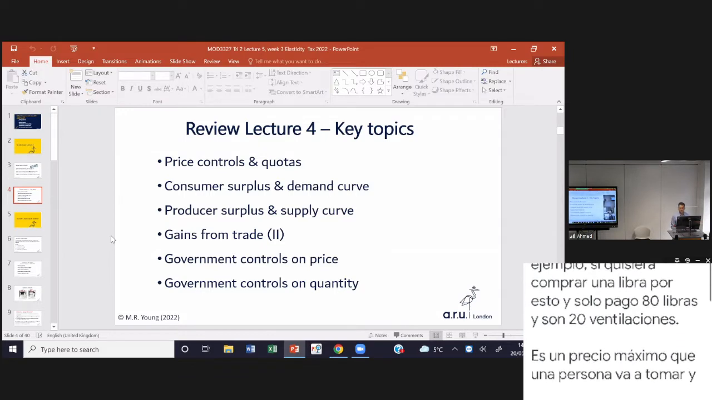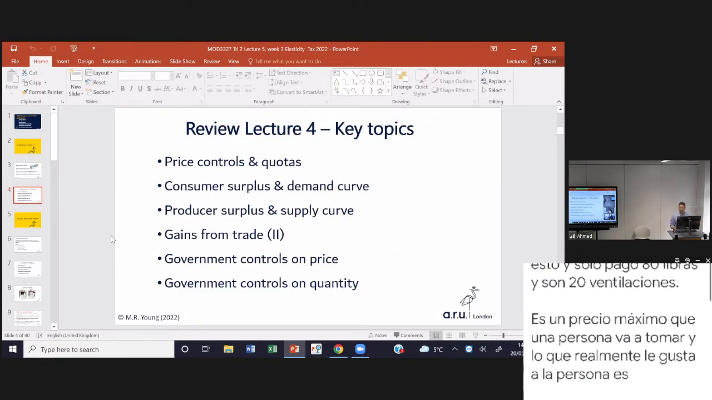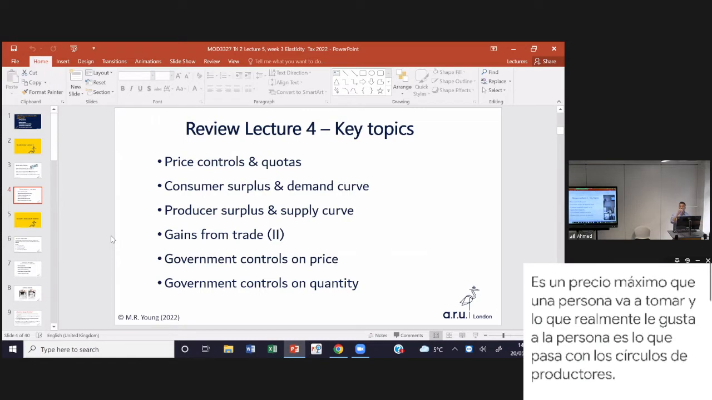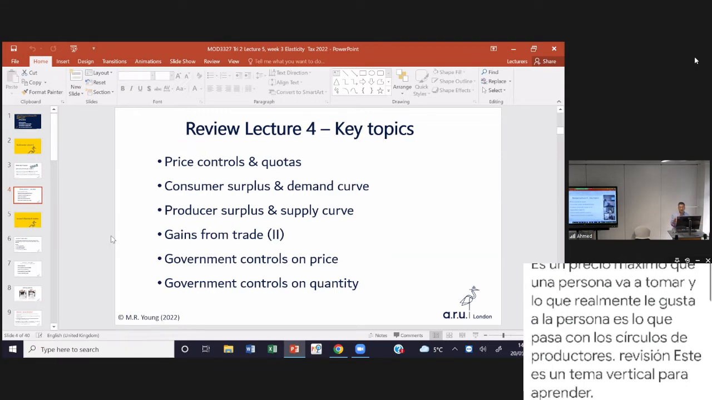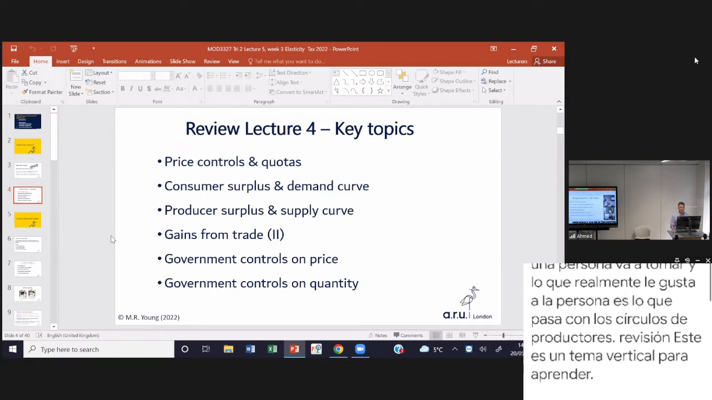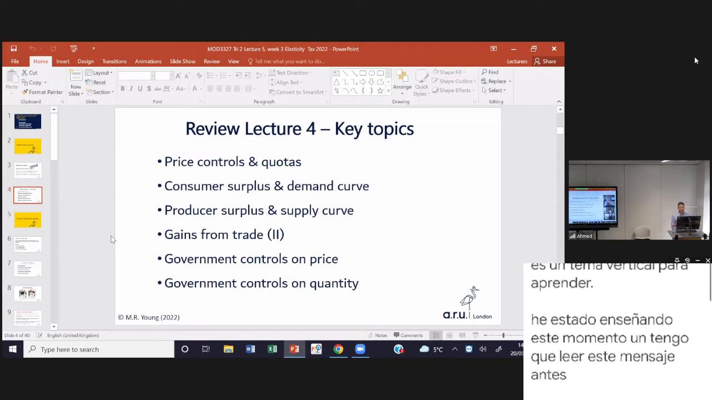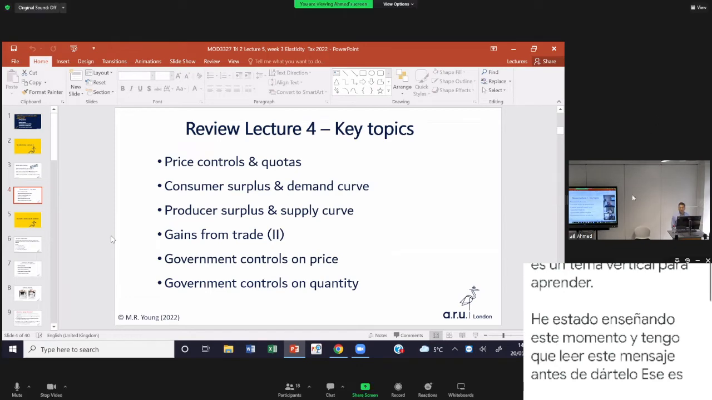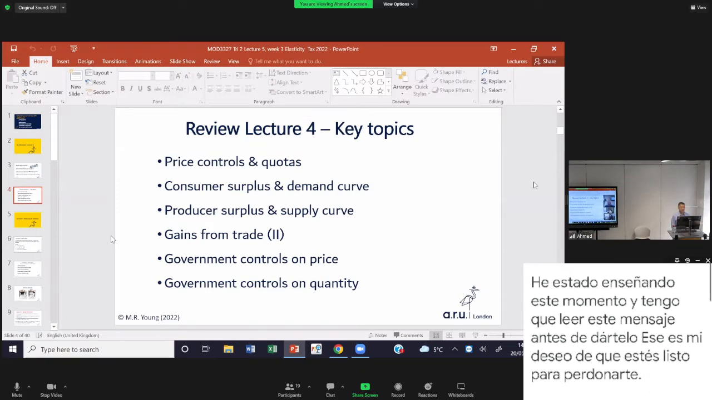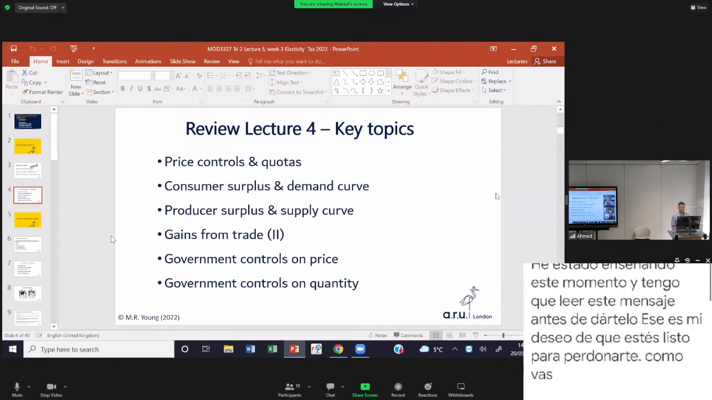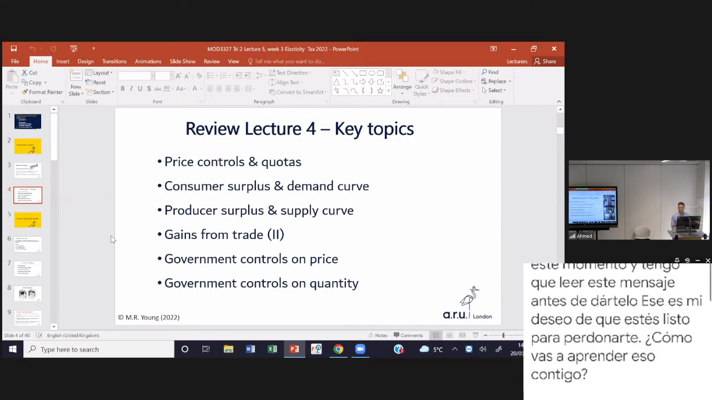What about producer surplus? You guys doing any revision? This is a very difficult subject to learn if you don't do any reading. Even I, having taught this more than 10 years, have to read this lesson before I give it to you. Today, the lesson I gave you, I read it before giving it to you. So how are you going to learn it without reading it? Okay, come on, producer surplus, anybody?